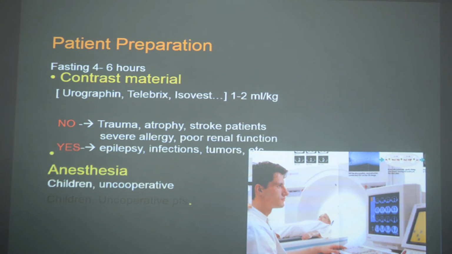Why is contrast useful for epilepsy? Epilepsy can have different causes. Epilepsy can be because of tumors, can be because of infections. So obviously it has a role. Children and uncooperative patients, you need to sedate them, and you need to have the patient fasting for 4 to 6 hours if you are giving contrast. Why? Vomiting, yes. Because the patients are lying on the table, and when they vomit, obviously they can aspirate.